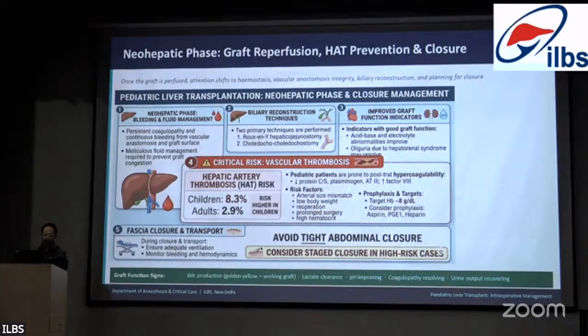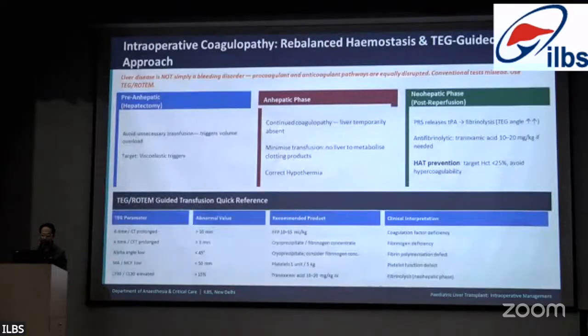Now, in the end, once the patient is ready for closure, tight abdominal closure should be avoided if the peak pressures are increasing. Stage closures and Bogota bag can be considered. The intraoperative approach to coagulopathy should be based on TEG and should never be based on values of INR.